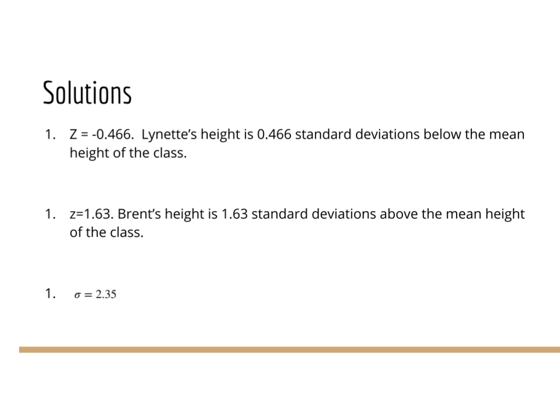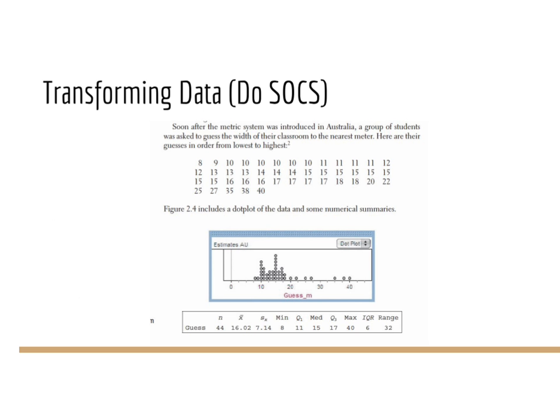Okay. So the last bit of things we're going to do is look at transforming data by adding or multiplying, dividing or subtracting. It's all kind of the same. It's all going to be the same stuff here. We're going to look at transforming data by adding, subtracting, multiplying, or dividing a constant. Okay, so what we're doing is we're looking at some data where students were asked to guess the width of their classroom to the nearest meter. There is the data, and there's a dot plot.